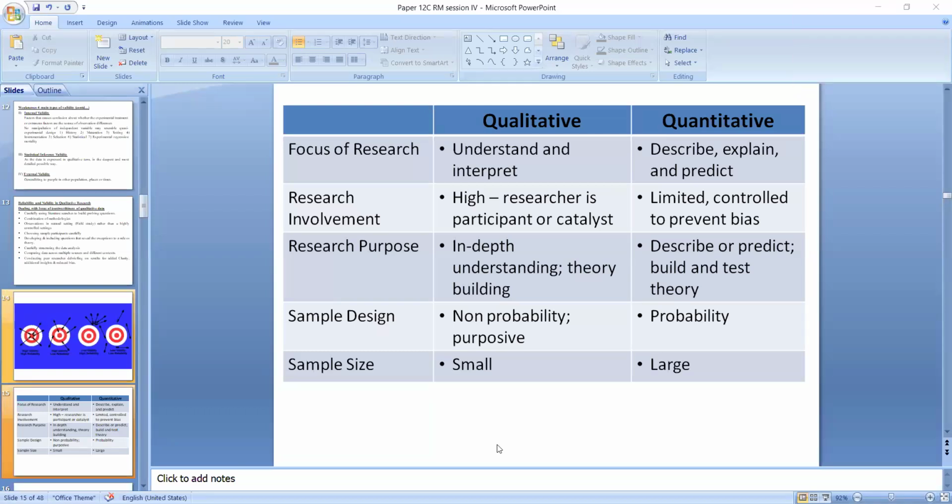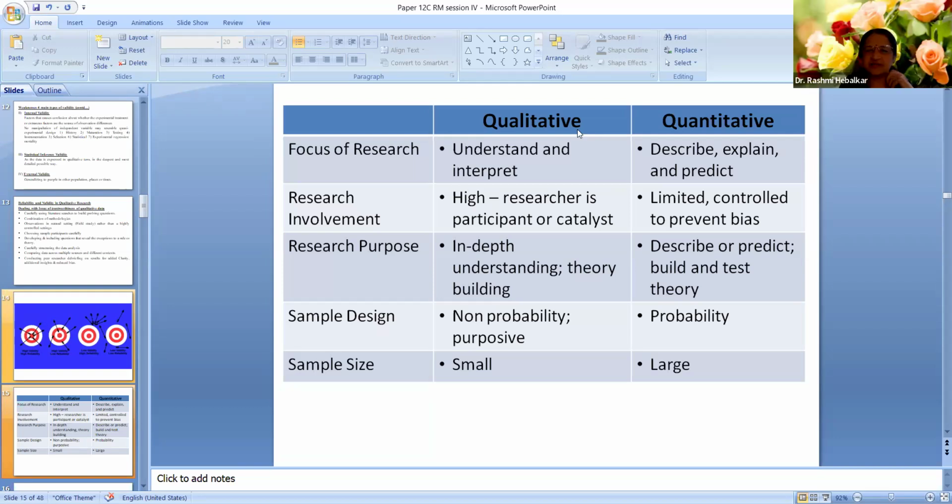Then we can say that in the younger organizations, which are not very old, there is more quantitative research. Not necessarily. It has nothing to do with that. Exactly, your design depends on the objective. What do you want to find out?